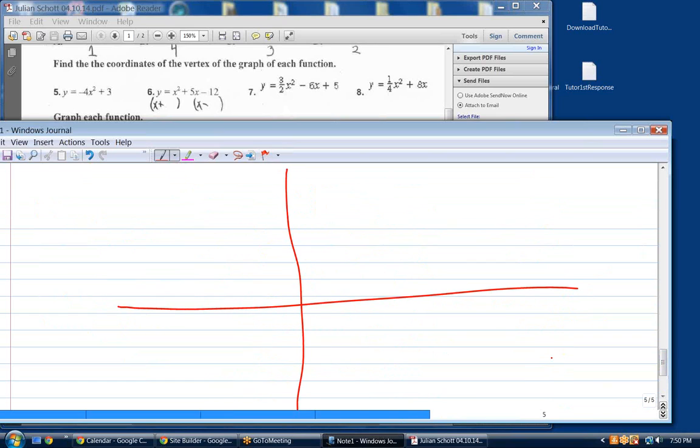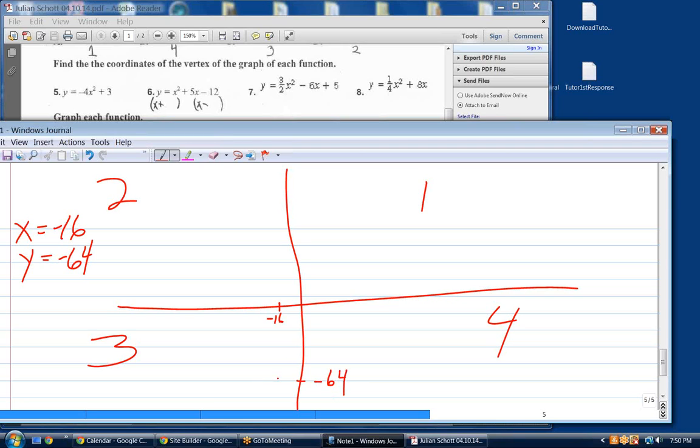Which quadrant does that go in? If this is 1, 2, 3, 4, which is the way they label the quadrants, and when you get to trigonometry it goes counterclockwise like that, the third one, right? X was minus 16, Y was minus 64. So let's make minus 16 right there on our grid, minus 64 down here. So my vertex is right there, where that dot is.